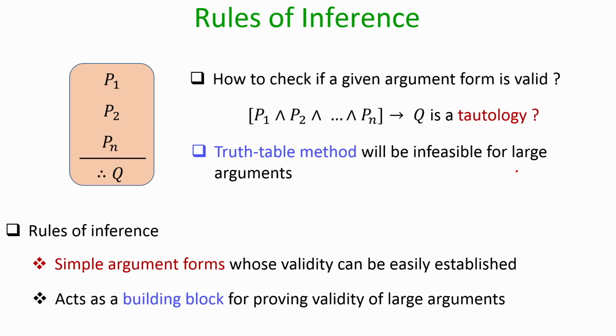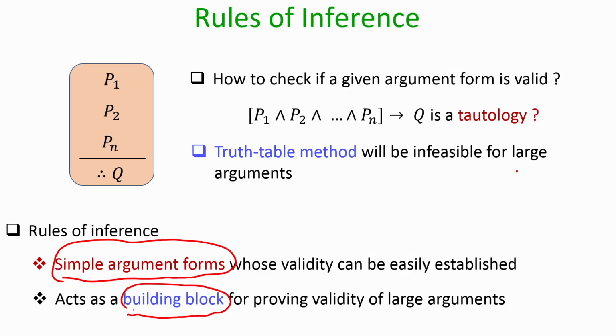So, in general I use rules of inference. We can use rules of inference, which are very simple argument forms whose validity can be easily established using the truth table method, and we give some names to these simple argument forms. The idea is that we use these simple argument forms as building blocks for proving the validity of large arguments.